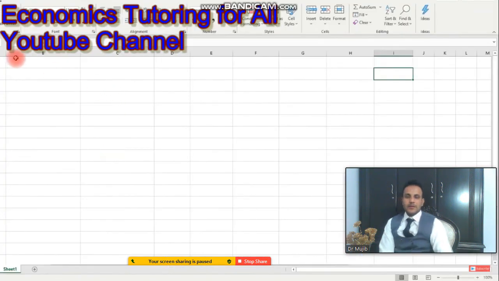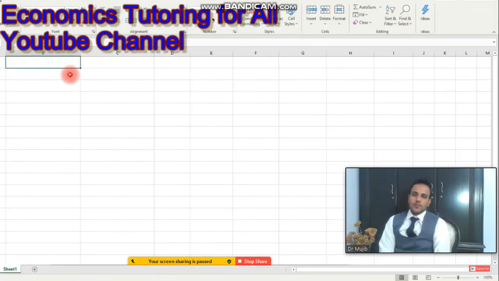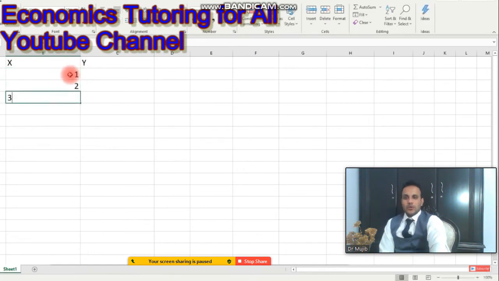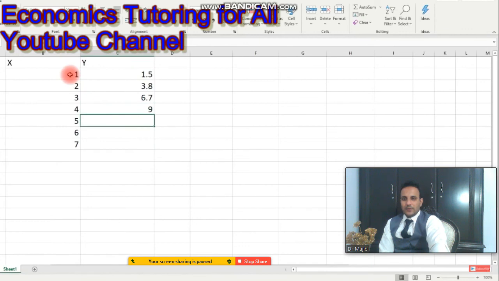Now here you can see we have opened the Excel sheet for the values of x and y as given in the question. The values of x are 1, 2, 3, 4, 5, 6, 7. The values of y, which are given in the table, are 1.5, 3.8, 6.7, and similarly the different values given in the question. We have to put them here.